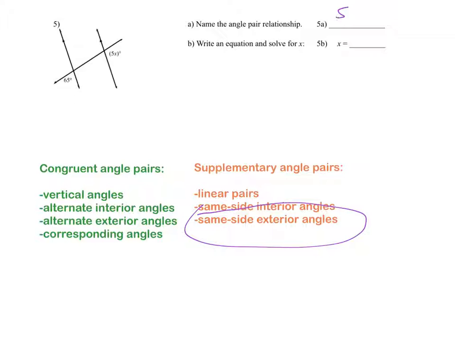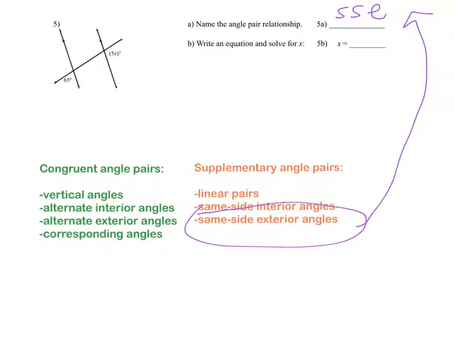I don't have a lot of room up here. I'm going to write SSE. When you do this on the real mile marker, you need to write it out. All right, letter B, 5B. So now we're asked to write an equation and solve for x.